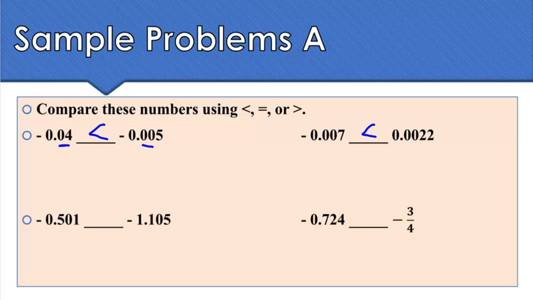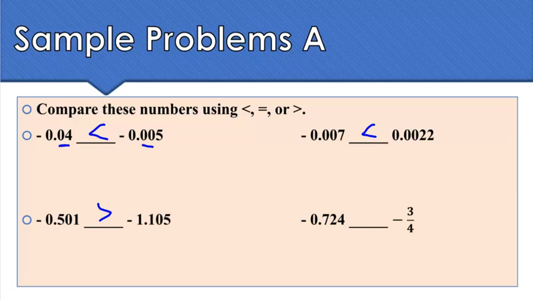Next, I have negative 0.501 and negative 1.105. Well, negative 1 is less than 0 because it's to the left of 0. So that means negative 0.501 would be the greater number.